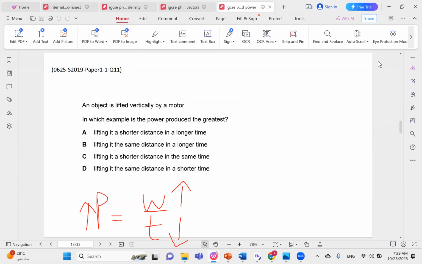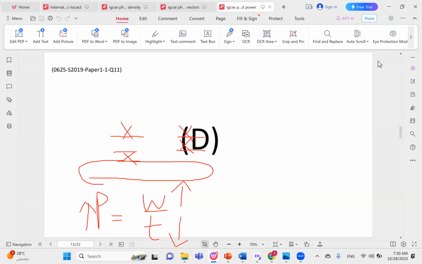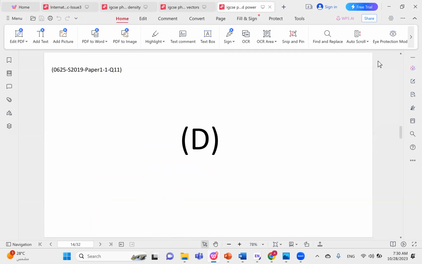Now, here, shorter distance, that means I decrease the work, and longer time. So I'm doing the exact opposite of what I want. Same distance and longer time. So again, this is wrong because we want shorter time, not longer time. Again, here, shorter distance, that's less work. So I don't want that. So the only one that is remotely acceptable is D, same distance in a shorter time. And the correct answer is D.